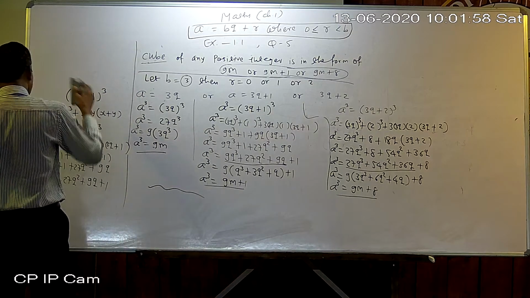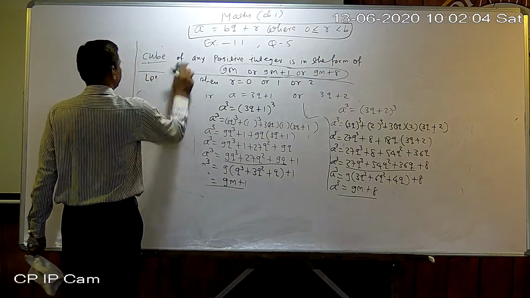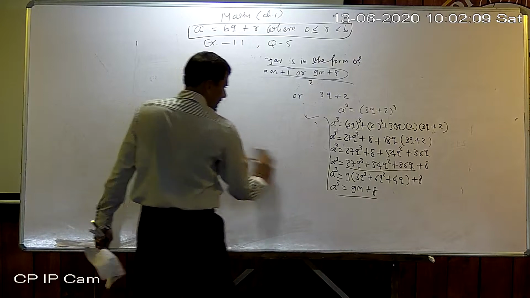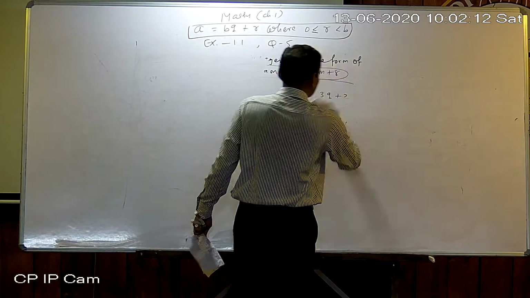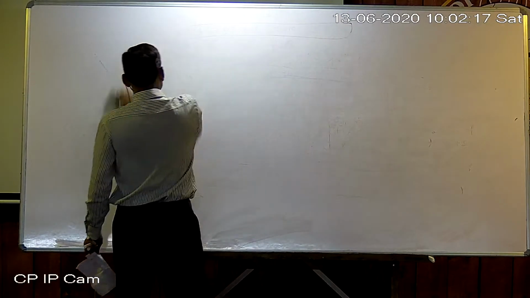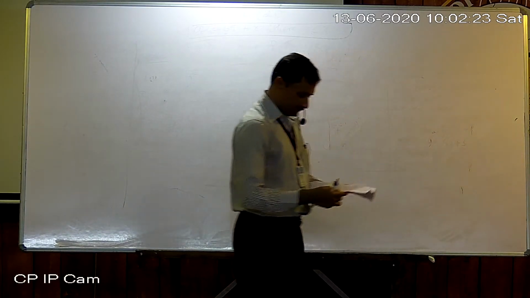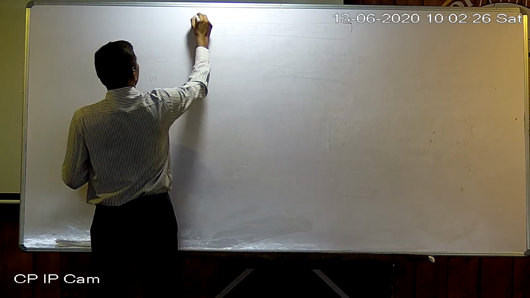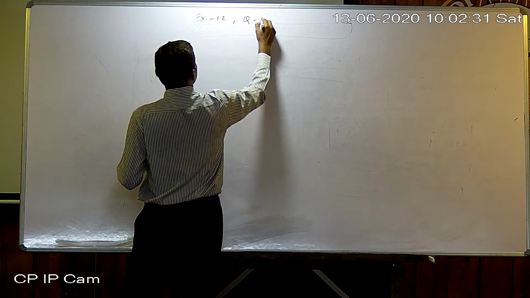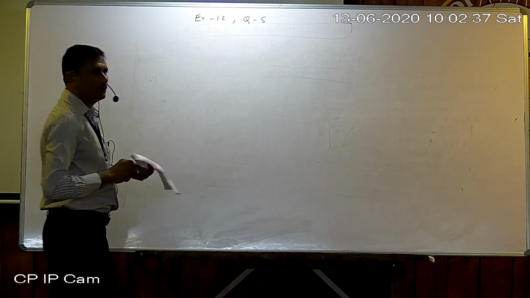Now we go through some more theoretical questions. First of all, now Euclid's division lemma's use is over. Now look at exercise 1.2. Exercise 1.2, question number 5. What is given there?